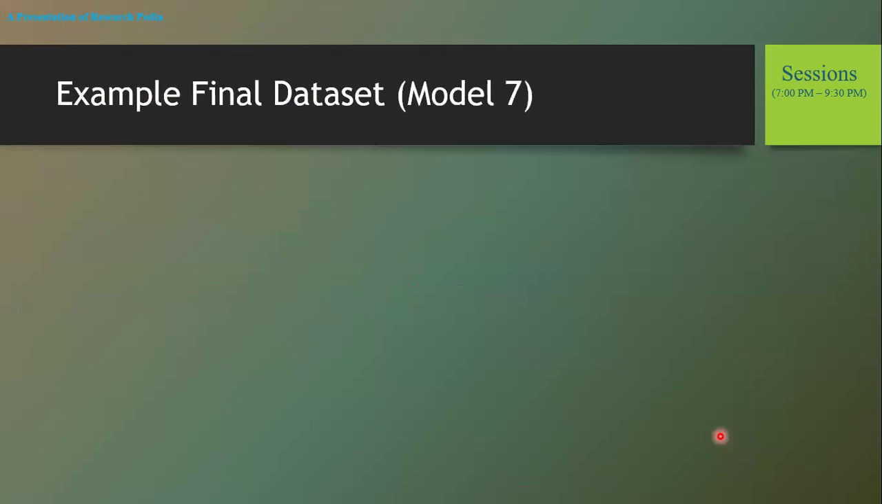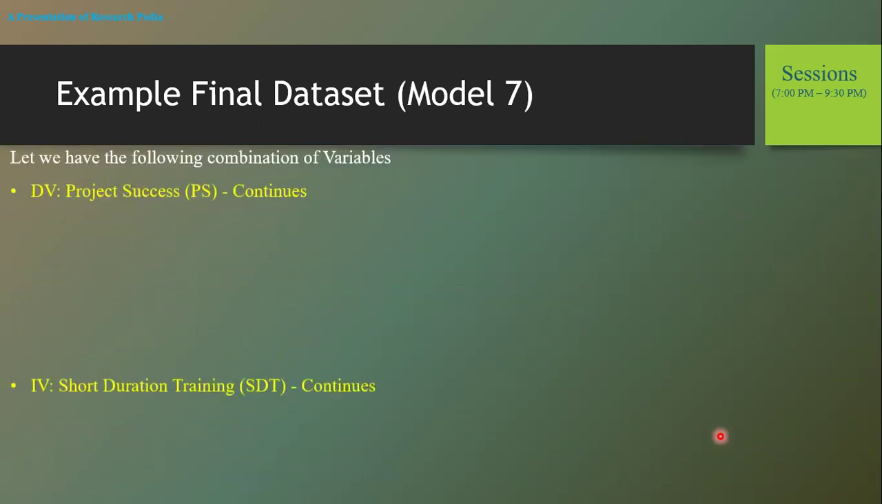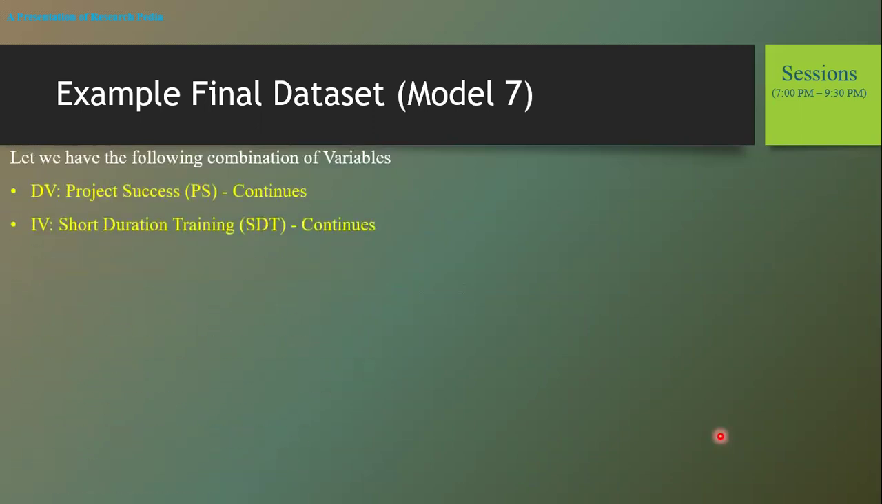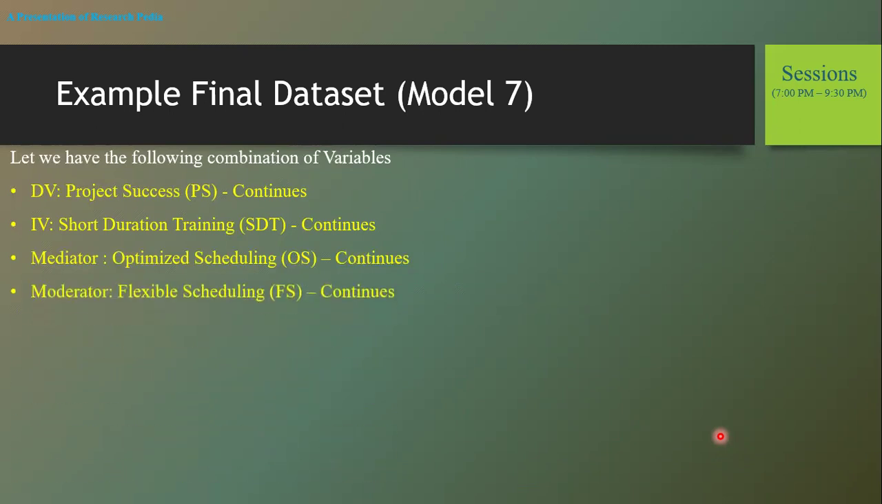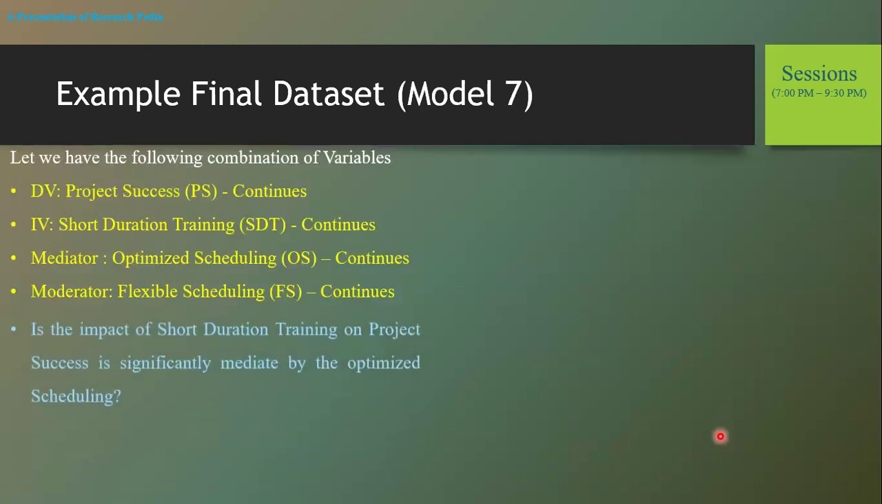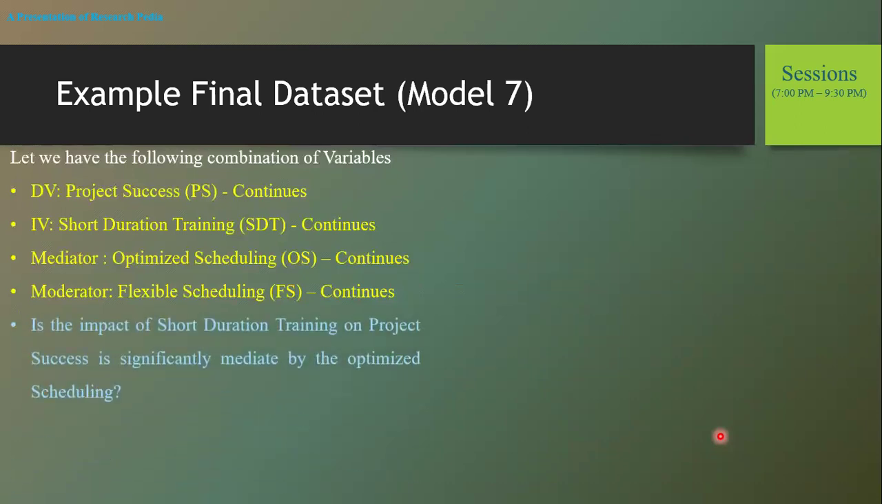So you need to use the example final data set like model number 7. You may have a dependent variable like project success. You may have an independent variable like short duration training. You may have a mediator like optimized scheduling. You may have a moderator like flexible scheduling. So I am interested to know, is the impact of short duration training on project success significantly mediated by the optimized scheduling along with the moderator of flexible scheduling.